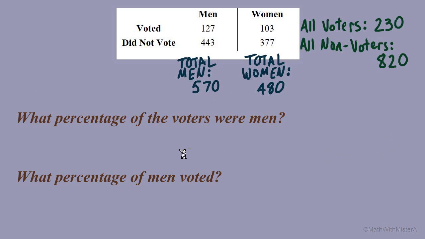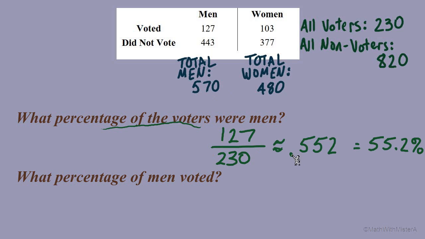Now let's go through answering these two questions. First, what percentage of the voters were men? We need to spot percentage of the voters. So we're after, for our reference value, the total voters, 230. How many of those voters were men? 127 men voted. So there's our ratio. As a decimal, approximately 0.552, which we changed to 55.2%, rounded to the nearest tenth.